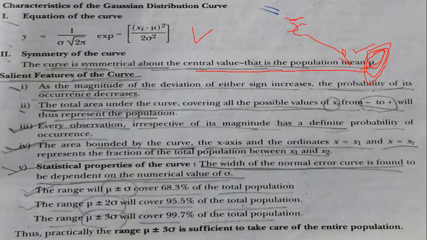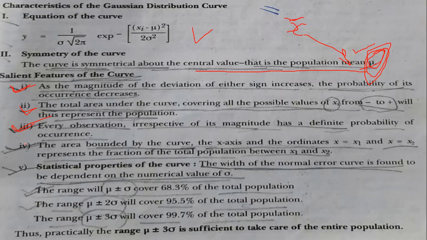Okay, so that concept will be clear to you in the later slides. A salient feature of the curve: as the magnitude of deviation of either sign increases, the probability of its occurrence decreases. The total area under the curve covering all possible values of xi from minus to plus will thus represent the population. Every observation, irrespective of magnitude, has a definite probability of occurrence.